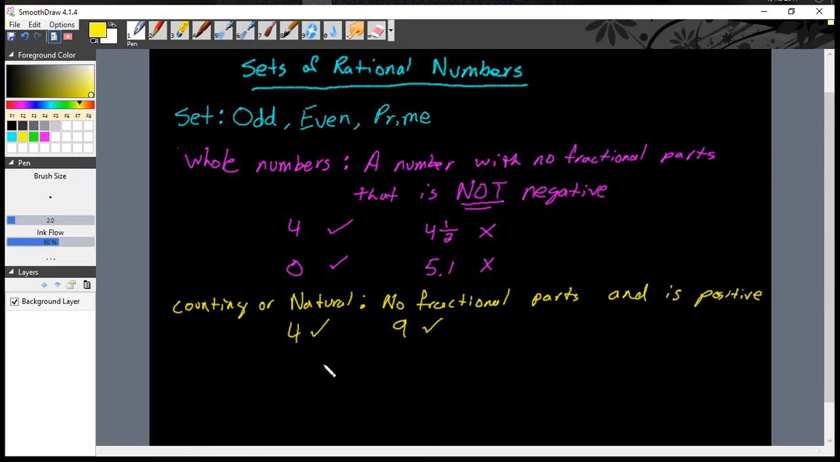0 is the difference. 0, although it doesn't have any fractional parts, is not positive. Remember I said 0 is not positive or negative. So 0 is not a counting number. All right, it's your turn to see if you can identify which sets numbers belong to.